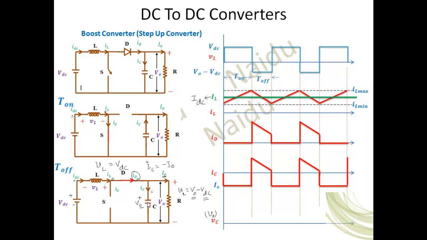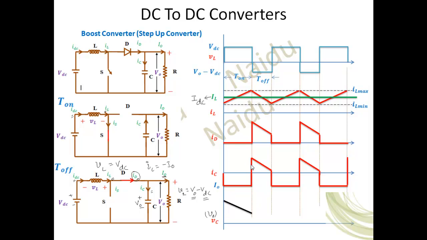Now coming to the capacitor voltage. During this period, the capacitor is getting discharged with a constant current. So the current is constant, then obviously the voltage across the capacitor will follow a linear curve. During this period the capacitor is getting discharged, that's why you can see that the capacitor voltage keeps on reducing.